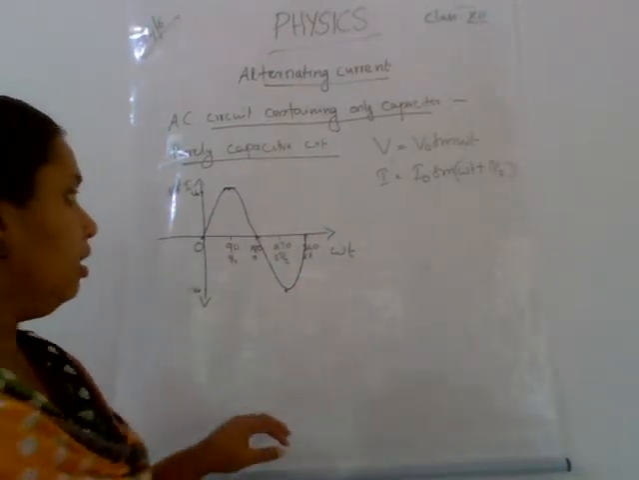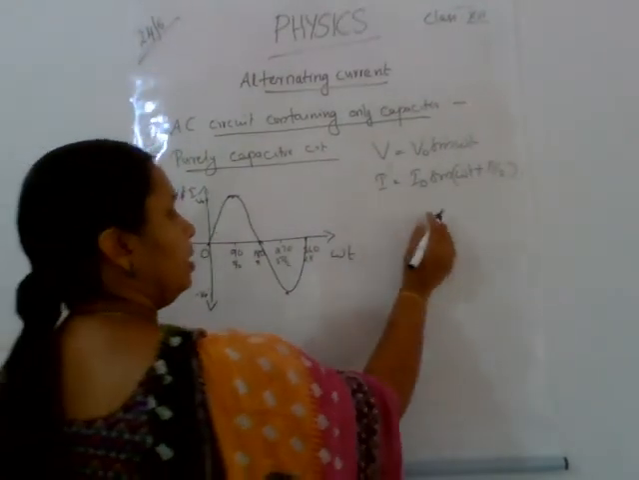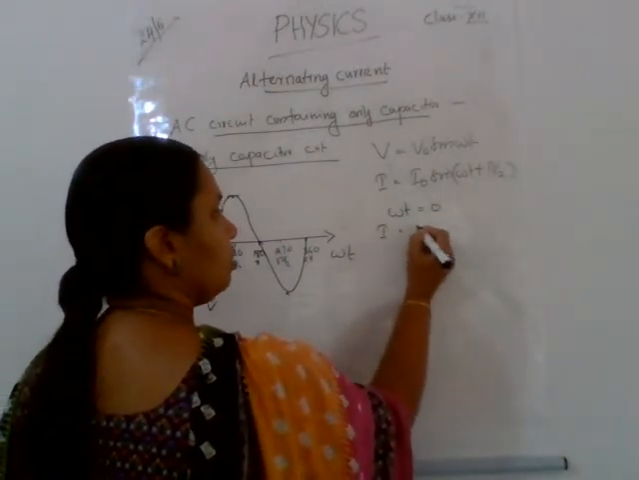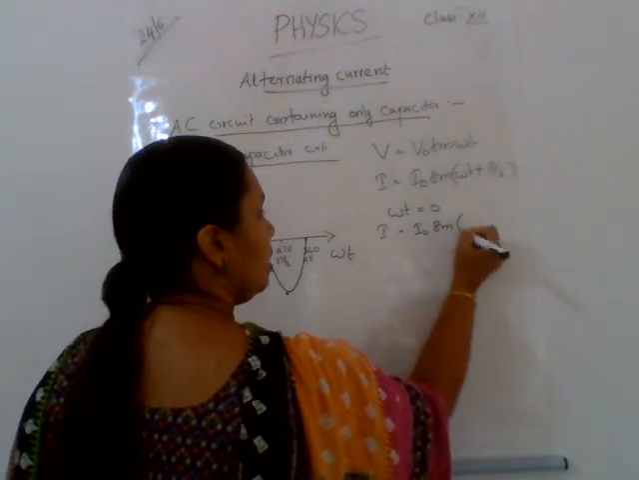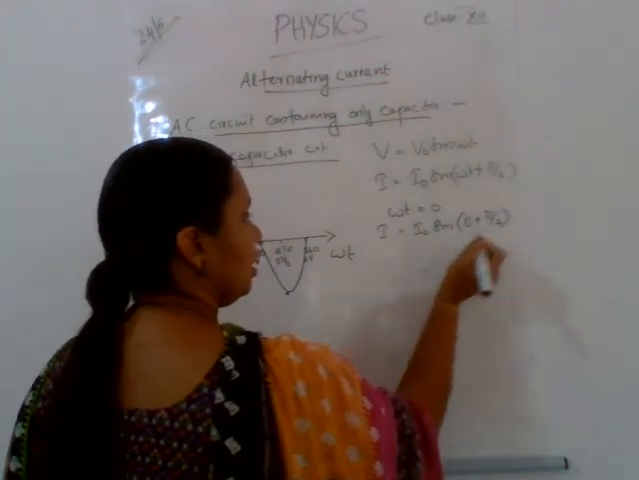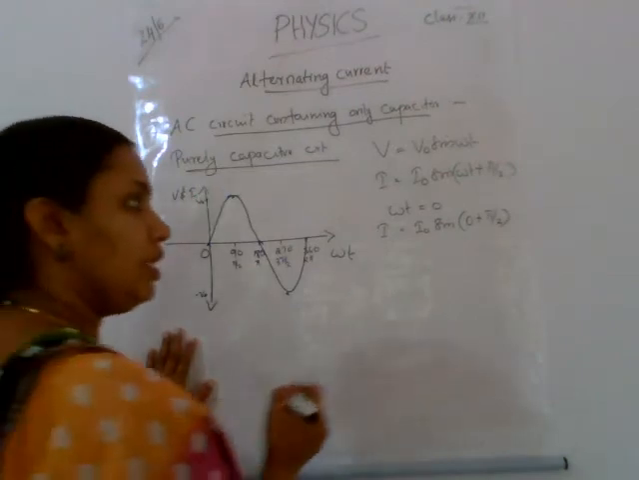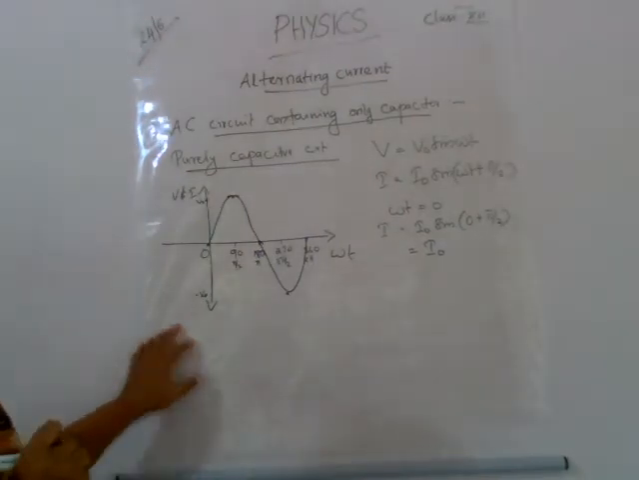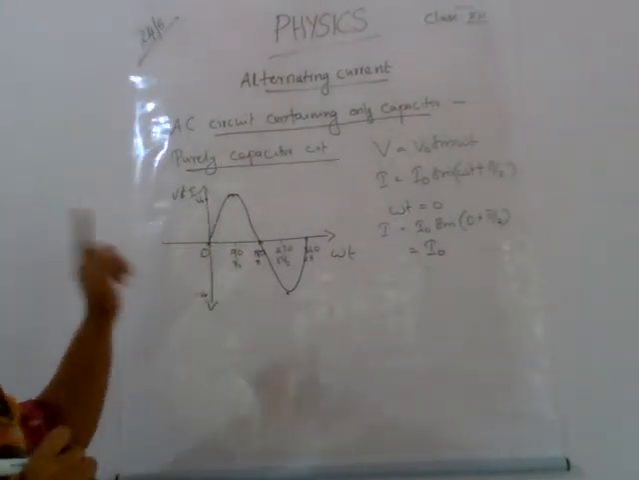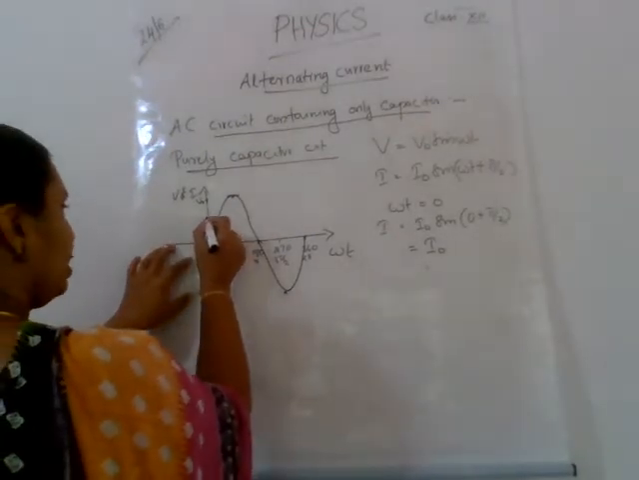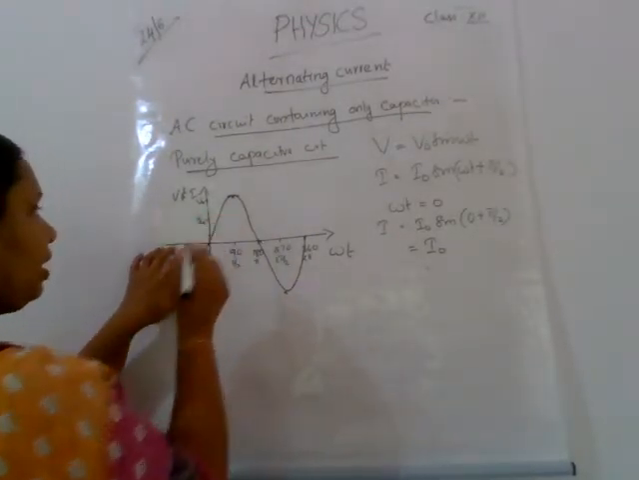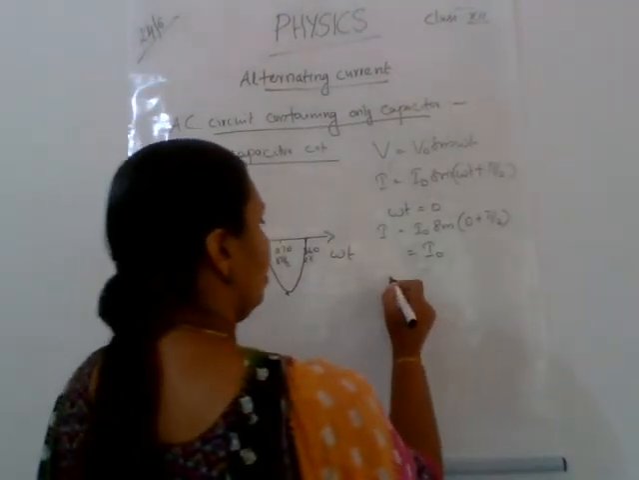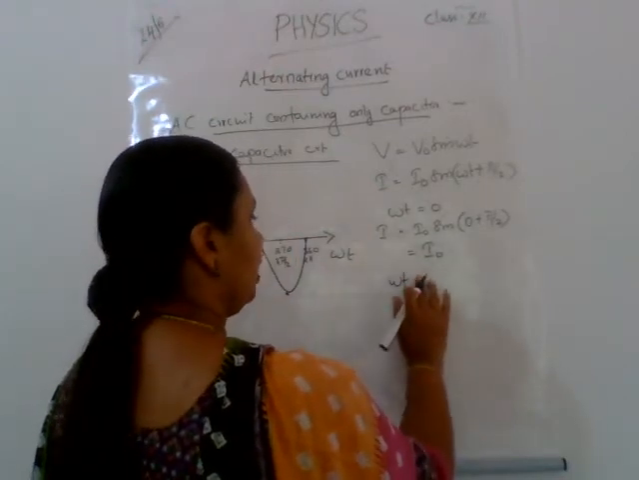In a current, let us see current, how is it? Initial case, omega t is equal to 0. So what is I? I equal to I0 sin (0 plus pi by 2). Sin 0 plus pi by 2 is sin pi by 2, it is 1. So it is I0. When omega t is 0, that is the first angle is 0, we are having a maximum current, that is I0. At that time, what is the voltage? Voltage is 0.